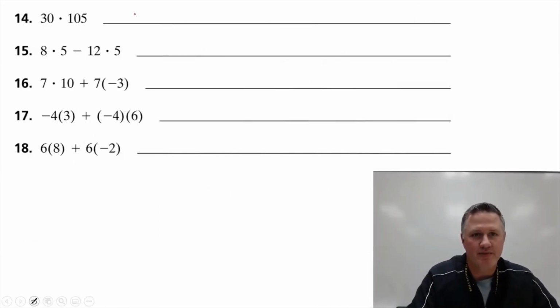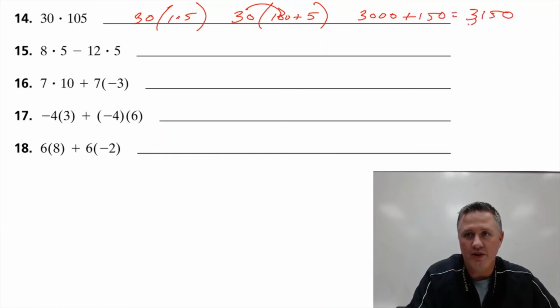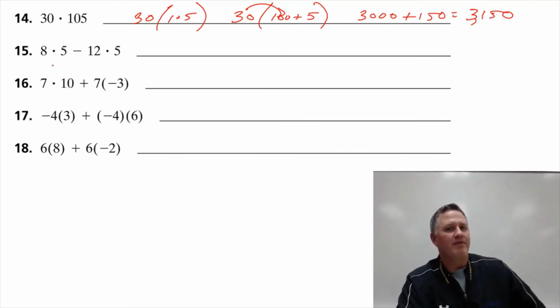All right, Mr. Ludis, 30 times 105. I'm going to lead through this one to make it a little bit quicker. We're going to do 30 times 100 plus 5. 30 times 100 is 3,000, plus 30 times 5 is 150. So you wind up getting 3,150. Sounds good?